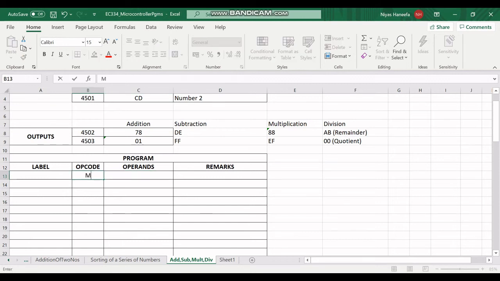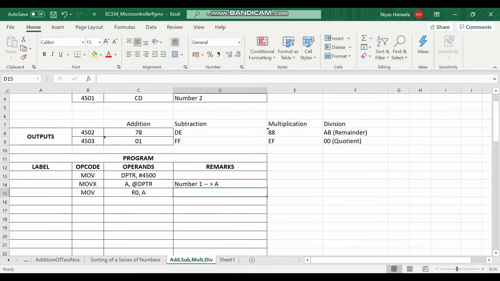So what is the first thing? Loading the input. DPTR, external memory is where we are saving the input. So 4500, pointing to the first number. Now MOVX A, @DPTR. So the first number, number 1, goes to A. Then save that in another register, MOV R0, A. So number 1 is in R0. Take the next number, so increment DPTR. So next location, MOVX A, @DPTR. So number 2 is in A.